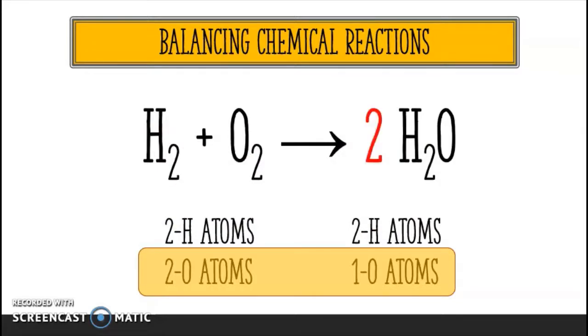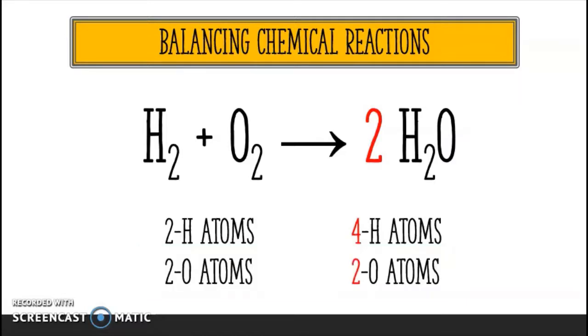The coefficient I'm going to put in is a 2. Now don't forget though that multiplies into both the hydrogen and the oxygen. So on the product side now, that leaves me with 4 hydrogen atoms and 2 oxygen atoms. And that's okay. This is very normal when you're balancing equations, that you might fix one atom but throw another atom out of whack. So repeat the process again.